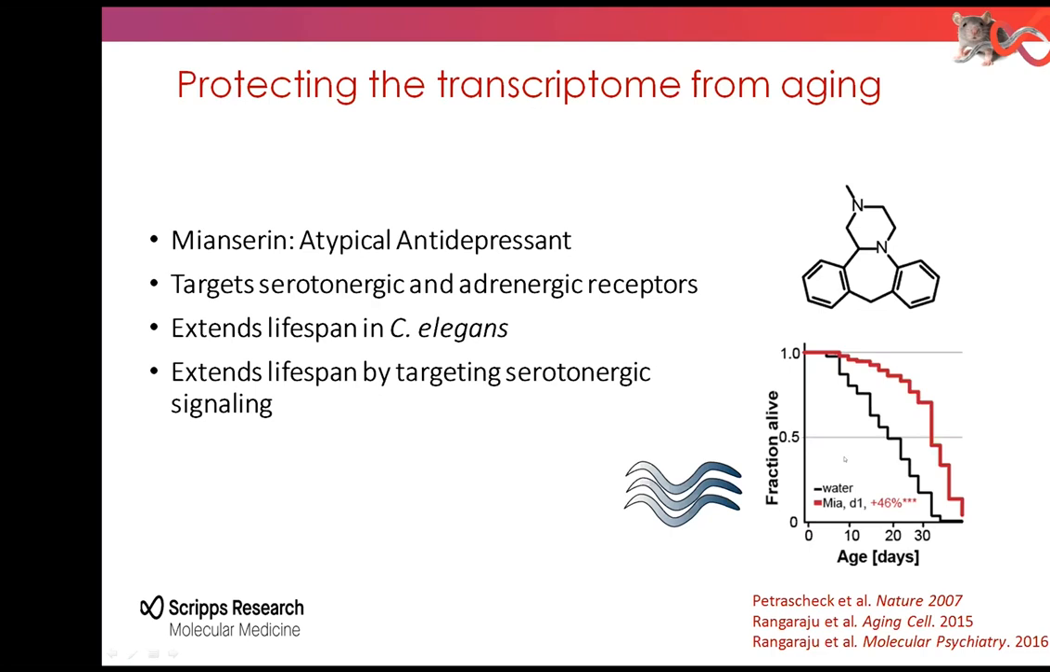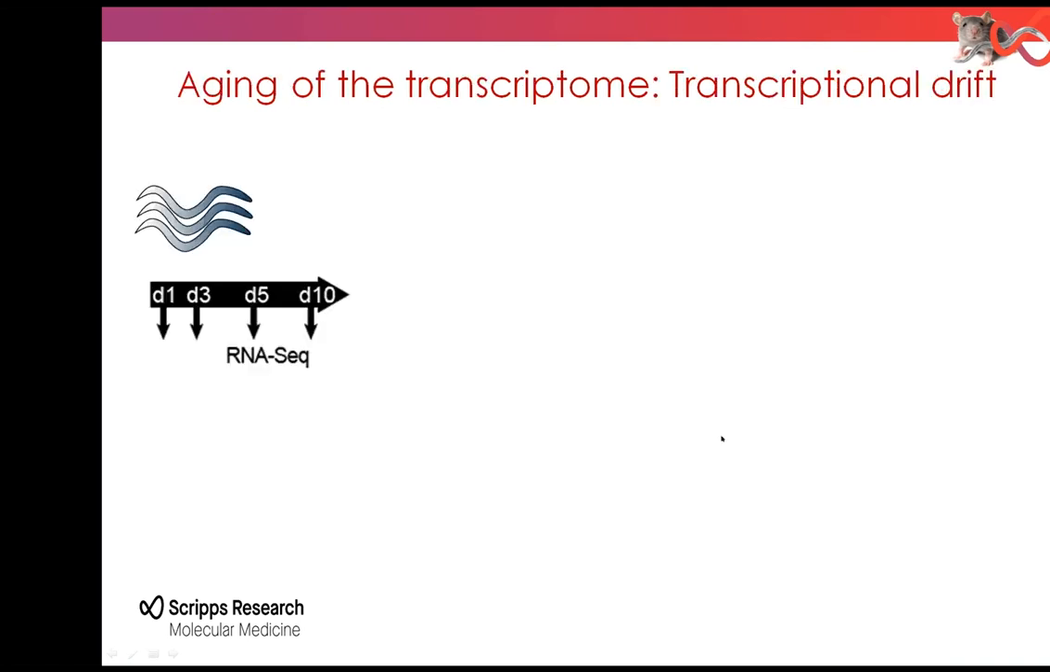Now, genetically, we have previously shown that this requires serotonergic signaling, but that never really explained what is actually happening, and how inhibiting serotonergic signaling increases lifespan. To look at that, we did a very simple experiment. We essentially asked what gene expression changes with age.